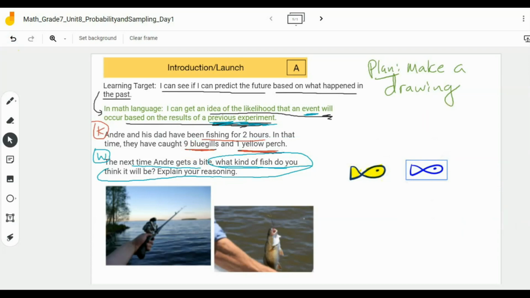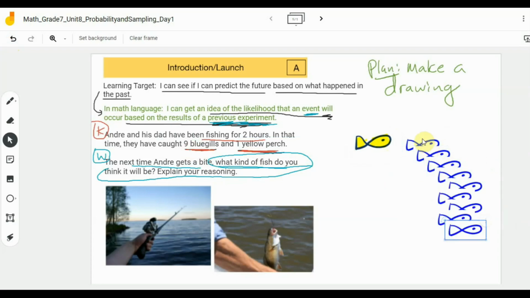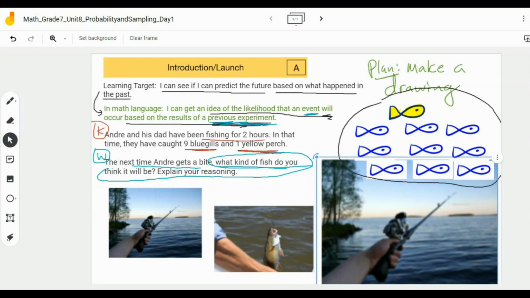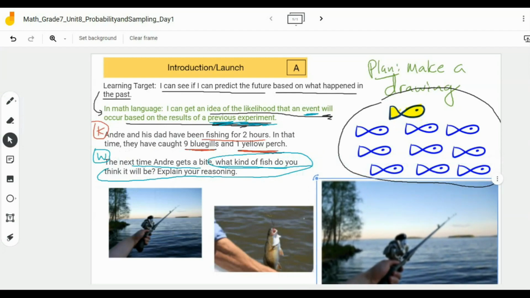So here we go. We have now 9 bluegills. So we've got 9 bluegills. We can organize them in groups. And we've got 1 yellow perch. That's what we caught. That's what Andre and his dad caught. So they caught this fish. This is what we call a sample. This is not all the fish that are under the water. This is just a sample. This is what they've pulled out of the water so far.